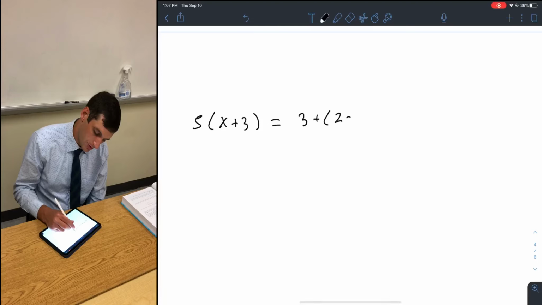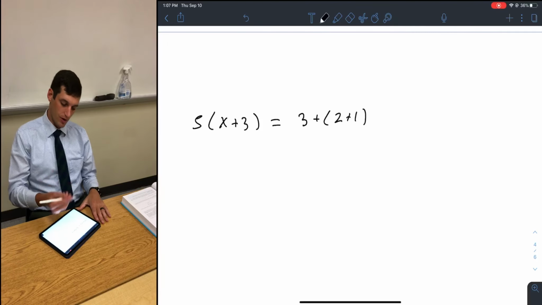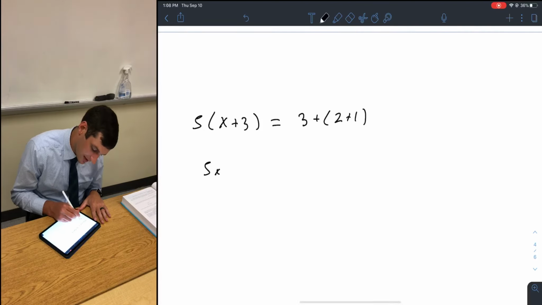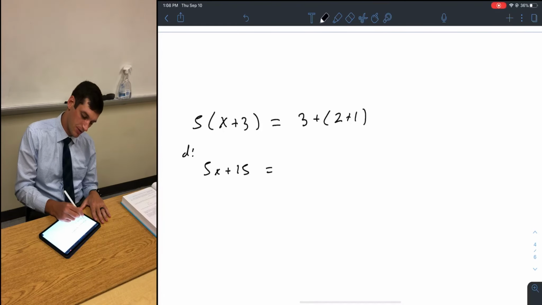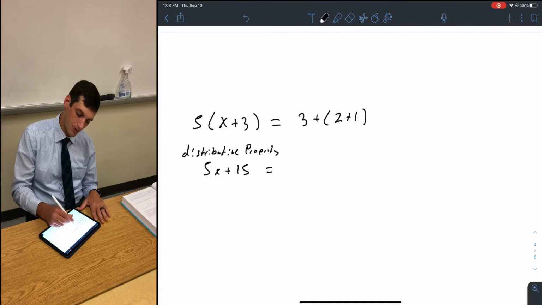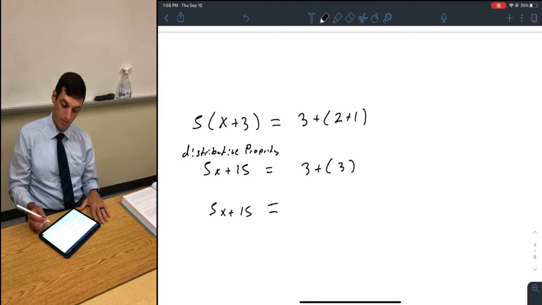3 plus 2 plus 1. So I'm going to go ahead and write this out. It's going to be 5 times x plus 15 is equal to... Now what property did I use there? This is the distributive property. Now 2 plus 1 is 3. I'm going to write this down below: 5x plus 15. I didn't use a property there, I just added.